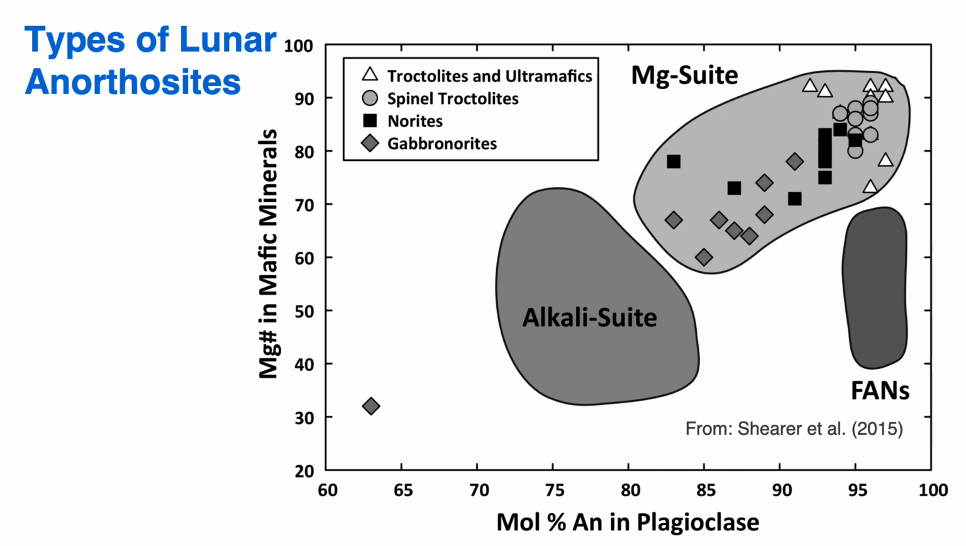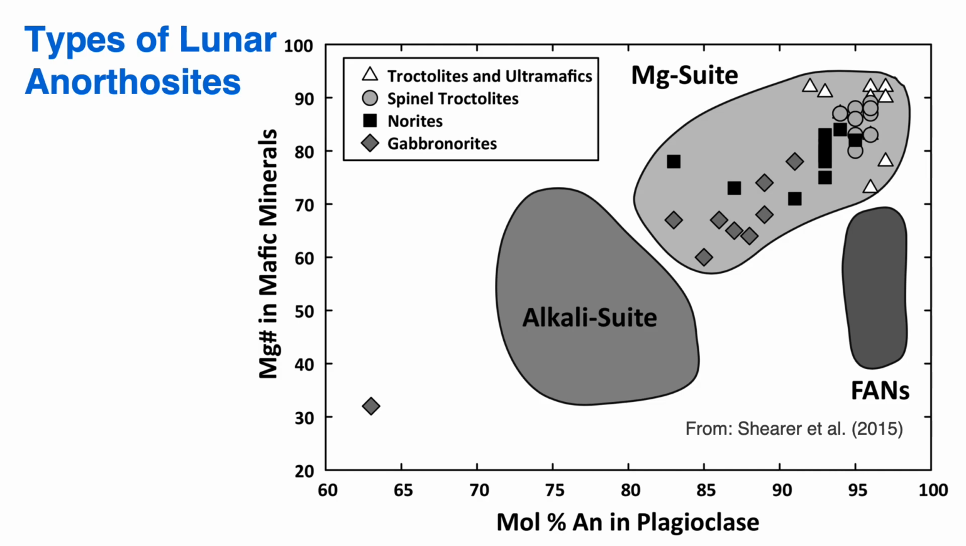Another type of lunar anorthosite has a bit more variation in terms of the amount of anorthite in the rocks and has more magnesium than Ferroan anorthosites. That group of anorthosites is called the Mg suite, for magnesium. There is also another group of anorthosites called the alkali suite, but we won't be discussing them today.